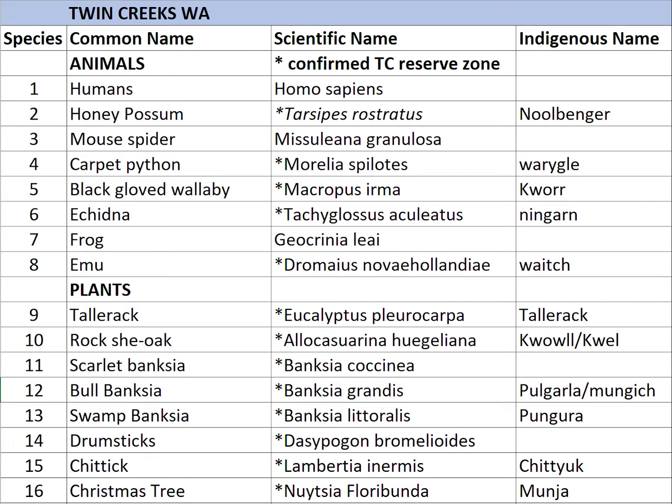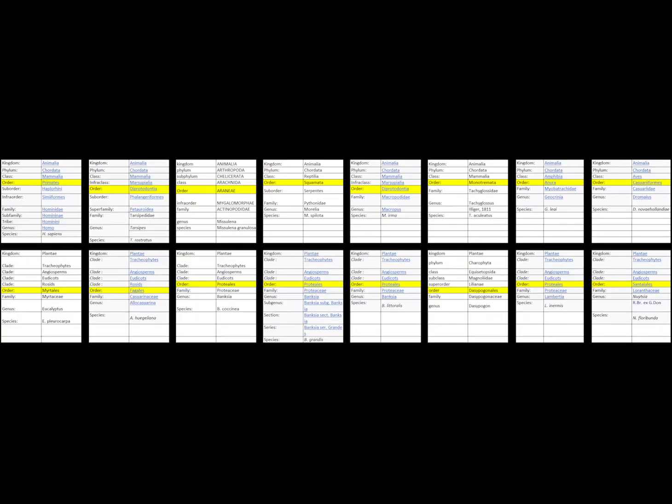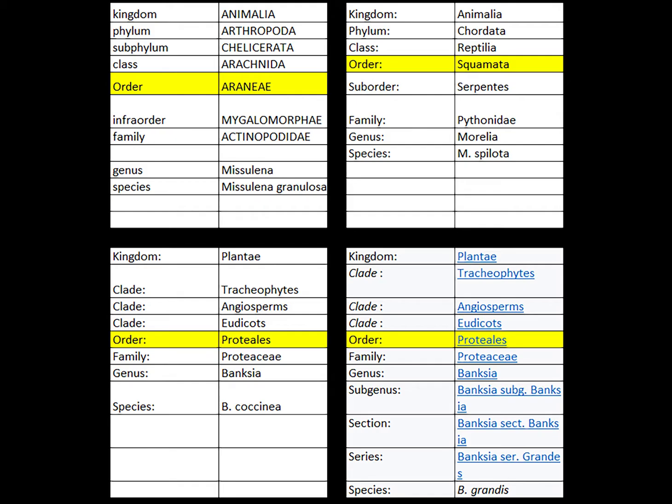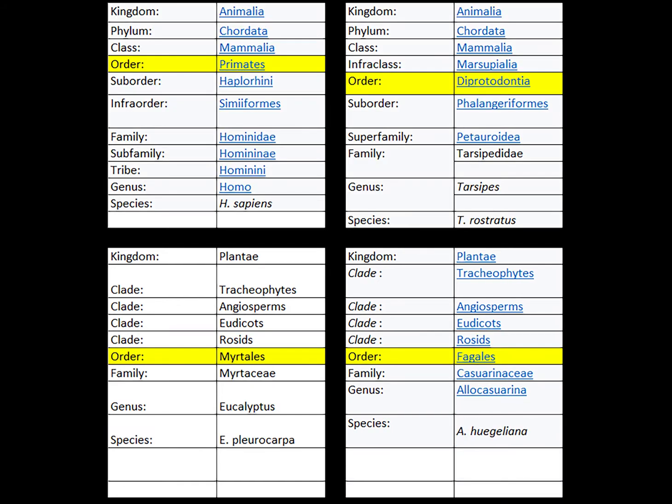The first thing that Gary and I did was to research the Linnaean system of classification and how that applied to each species. The Linnaean system of classification is a series of clades at ever-increasing levels of scale. You can see here the pathway, if you will, through the tree of life from the kingdom to the species in each case. This includes the humans.